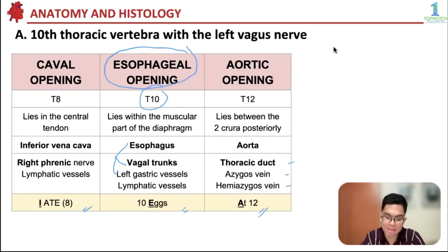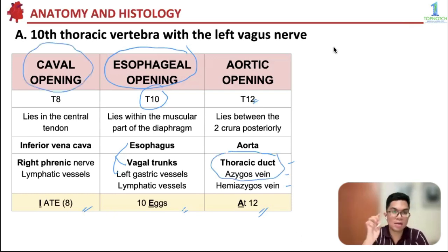So other choices din kanina also mentioned azygous vein and the thoracic duct. Those are actually transmitted by the aortic hiatus at the level of T12. So the thoracic duct and azygous vein, they're at T12, okay? Whereas the caval opening, and important to note, is that it's the only one within the central tendon of the diaphragm. So it transmits both the IVC and the right phrenic nerve, okay?